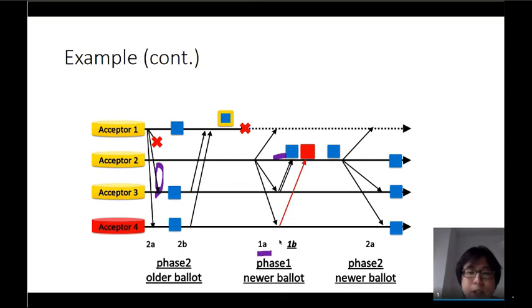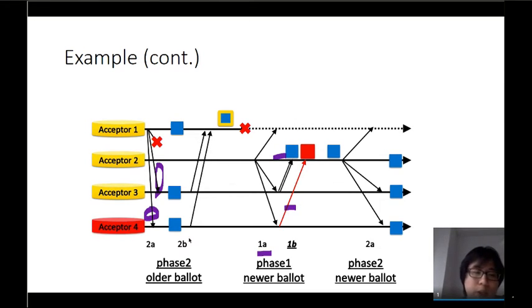And acceptor 4 here, trying to lie with the red value, never received the phase 2A message for the red value. It only received the phase 2A message for the blue value. It cannot attach a proof with its phase 1B message. So after acceptor 2 receives this, it can tell that the red value is a lie because it does not come with a proof, right?